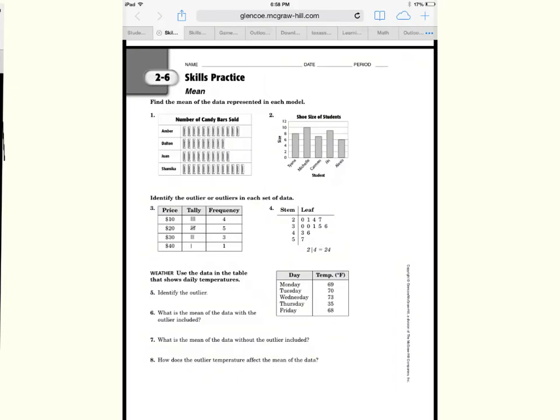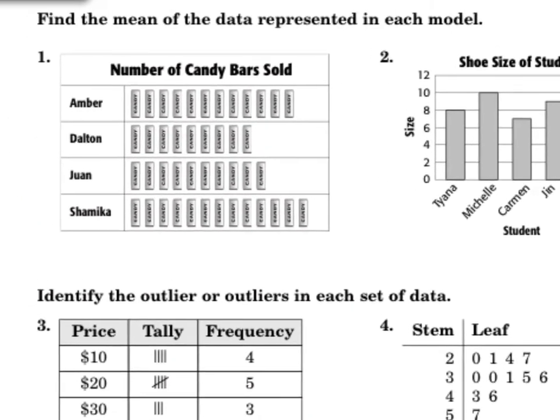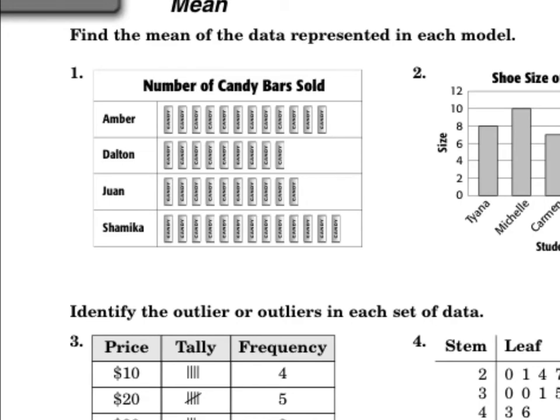Okay. This is where it gets a little bit tricky because they don't give you just a bunch of numbers. We're going to find the mean of the data represented in each model. Well, the first thing you need to do is count how many there are in each. Like this looks like a bar graph. It's actually a pictograph, but you use it like a bar graph. You can see who has the most very quickly. Shamika. All right, so let's count how many are in each group.